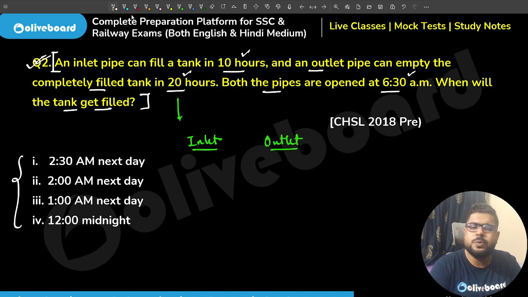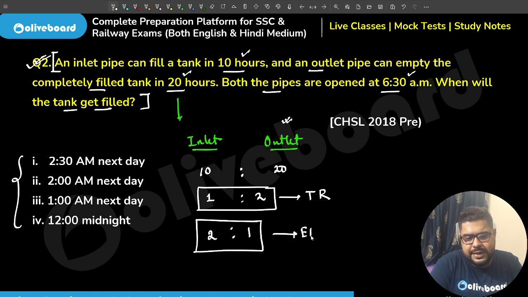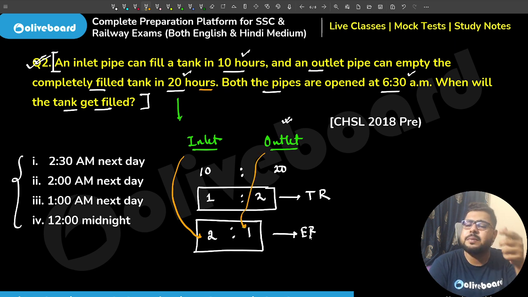So the time ratio between them: this is 10 hours, this is 20 hours. But this is an outlet, remember, this has to be negative. Time ratio, I can say, is 1:2. This is TR, or time ratio. So ER, or efficiency ratio, will be the opposite, so I can write 2:1. I can simply say the individual efficiency: I can assume the inlet pipe can fill 2 liters an hour, and the outlet pipe can empty 1 liter per hour.